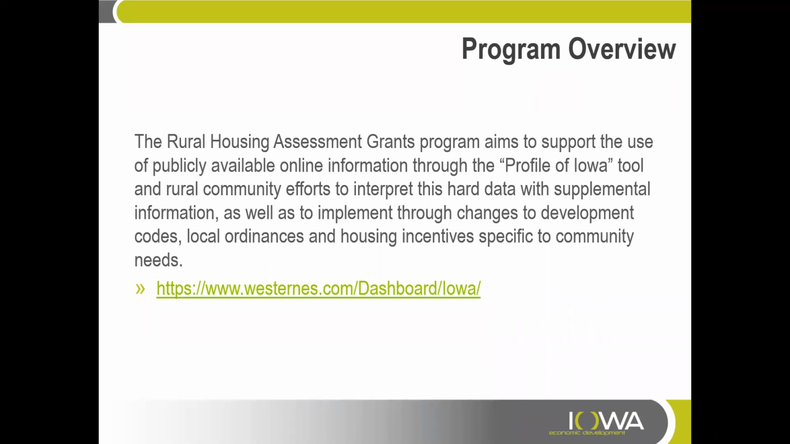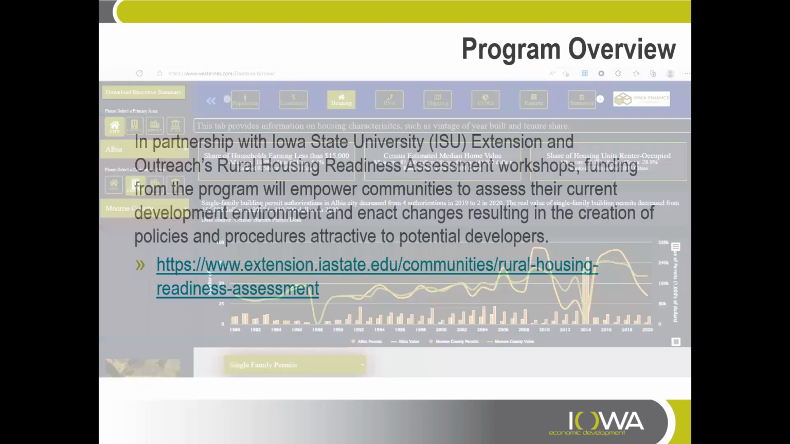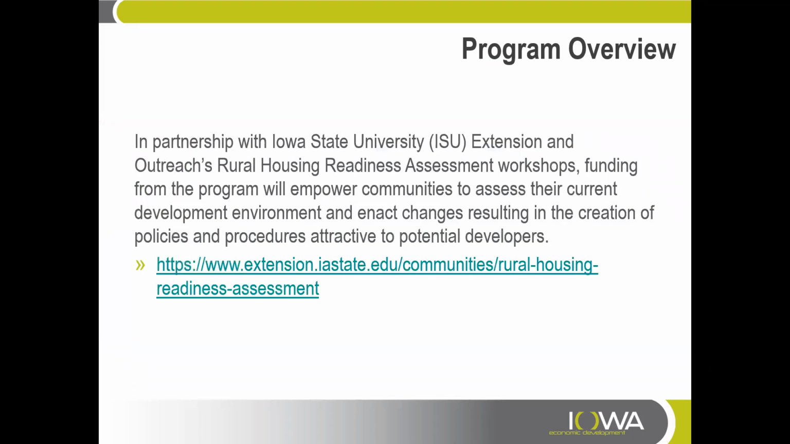So first, there is the data. And here is a snapshot of just what it can look like for one community as far as single family permits. And then with that information, working with ISU, they work with each community, each grantee through a series of community meetings, housing committee meetings, to have a better understanding of the current environment of that community specifically.